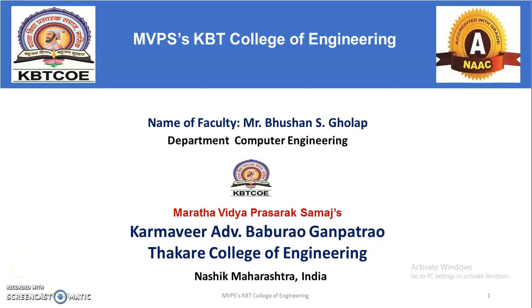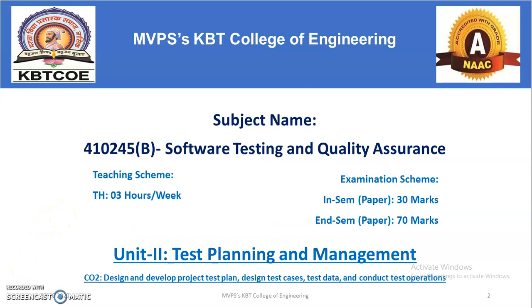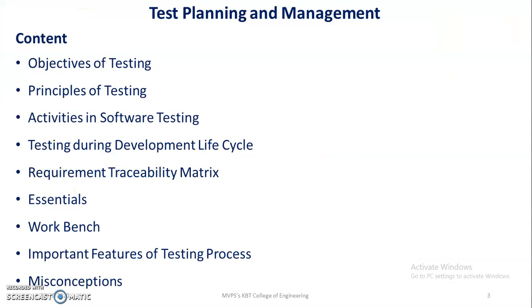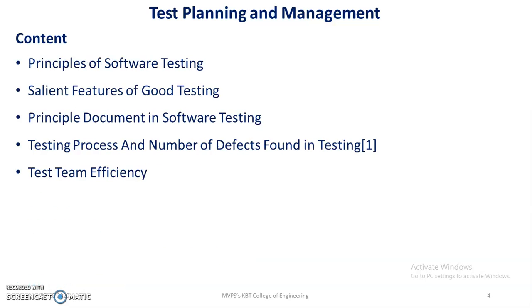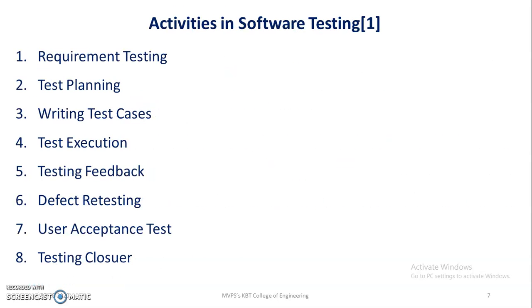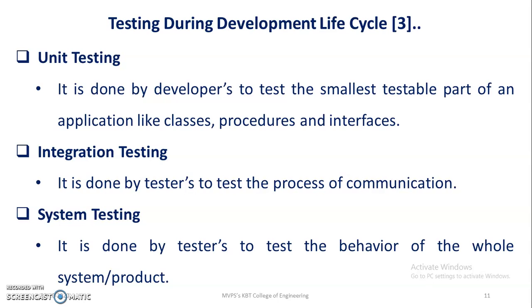From the last two videos, we are discussing the test planning and management topic of the software testing and quality assurance subject. In the last two videos, we discussed the objective of testing, principles of testing, activities in software testing, and testing during the development lifecycle. In this video, we are going to discuss the requirement traceability matrix.